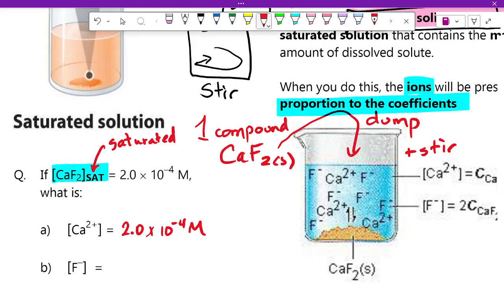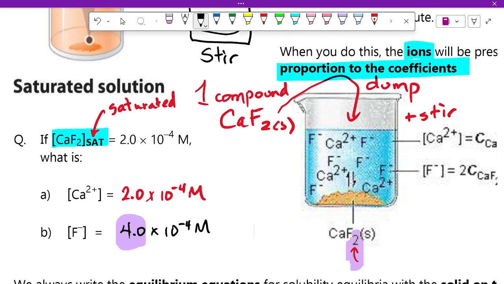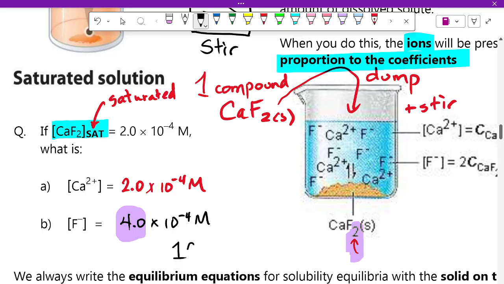And what's the concentration of fluoride? We have CaF2, so it's going to be 4.0 times 10 to the negative 4 molar. This is a 1 calcium to 2 fluoride ratio.